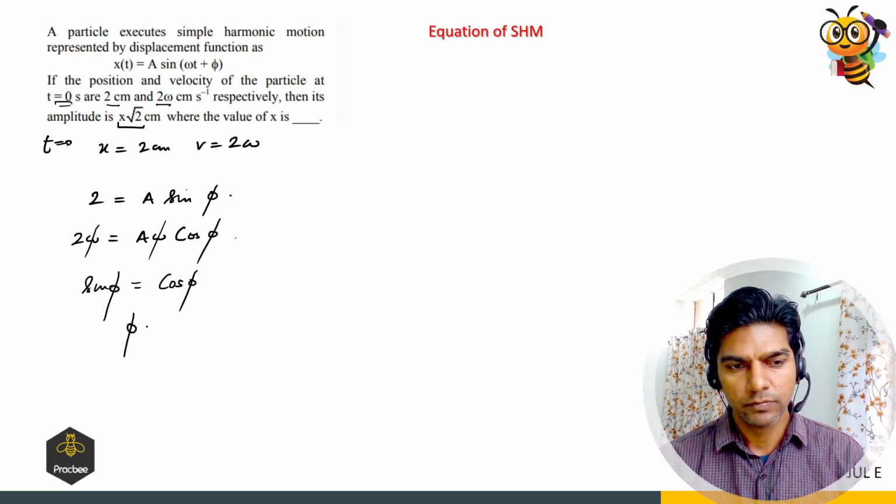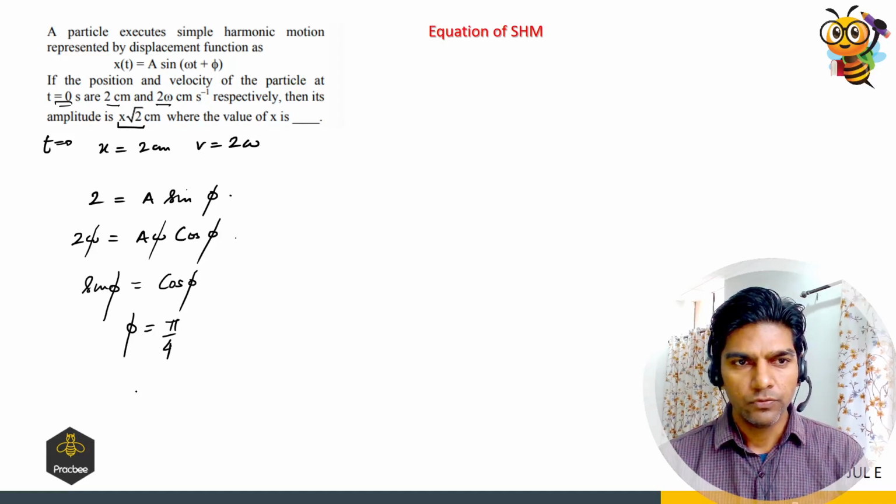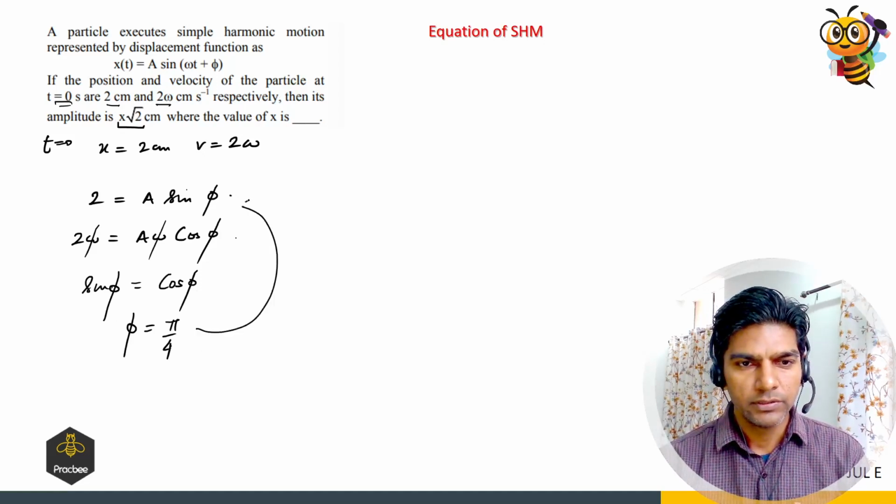When phi is equal to pi by 4. Now, phi is pi by 4, we got the value of phi, and we have to find the amplitude. Okay, now what we're going to do, let us substitute the phi value in this equation.